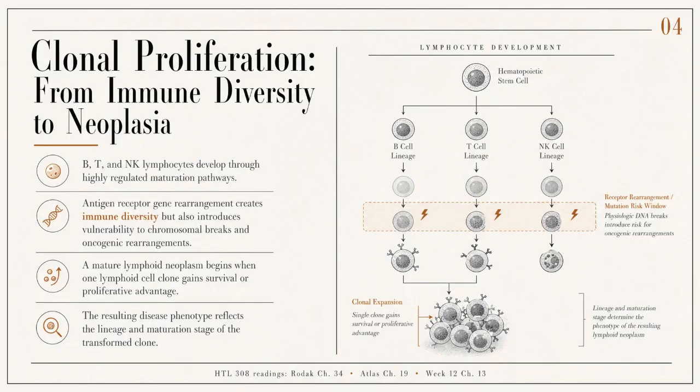During lymphocyte maturation, the DNA breaks and rejoining events inherent to VDJ recombination introduce vulnerability to chromosomal translocations and oncogenic mutations.